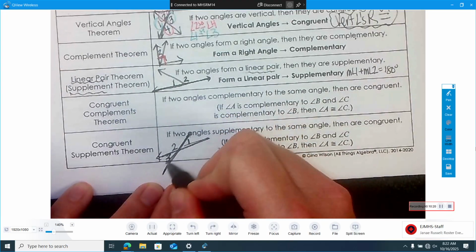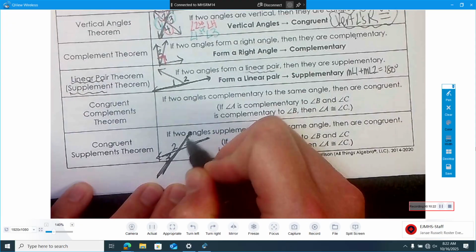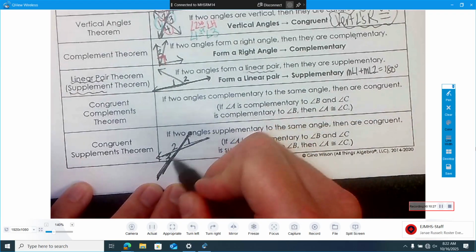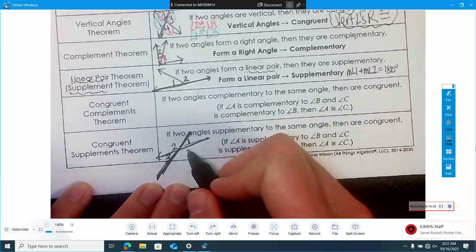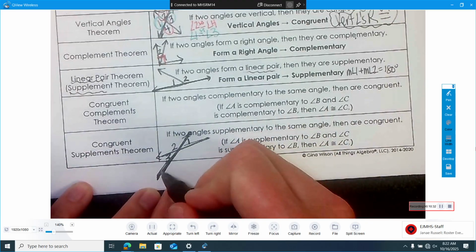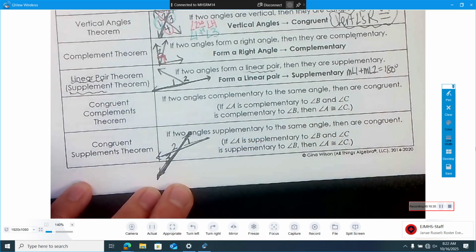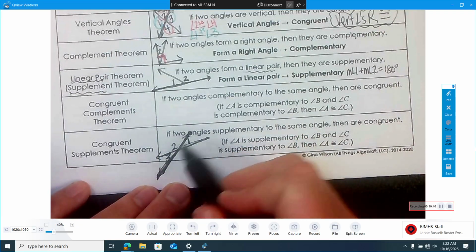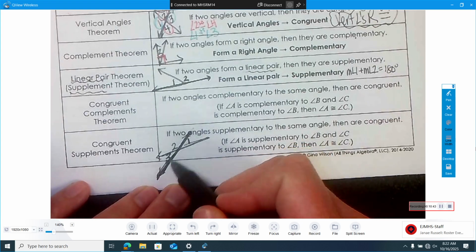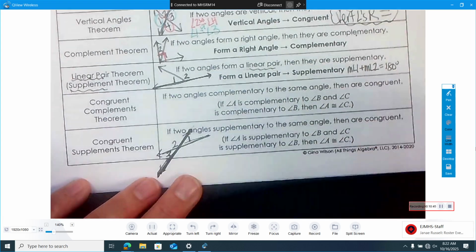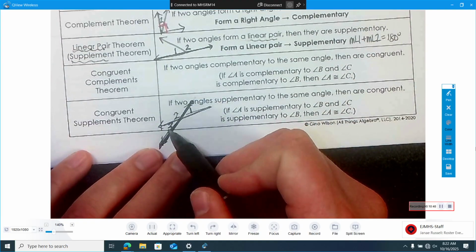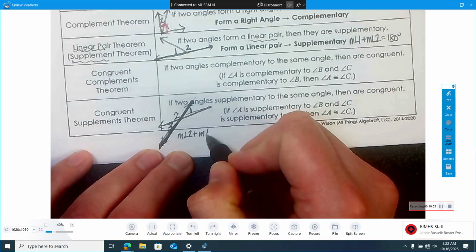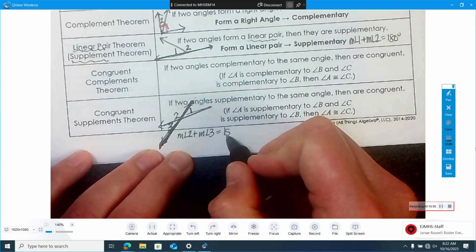And angle 2 and angle 3, are they congruent? Angle 1 and 3 are congruent. We know that because they're vertical angles in this picture. This is not a picture that talks about everything, but it'll work. Angle 2 and angle 3 form a linear pair. Okay, so let's talk about that. That means if angle 2 and angle 3 form a linear pair, the measure of angle 2 plus the measure of angle 3 equals 180 degrees.